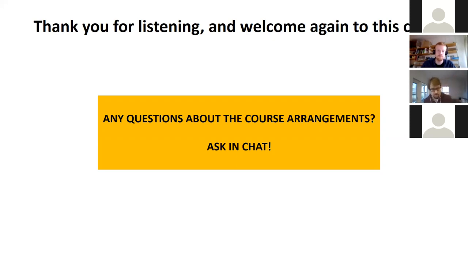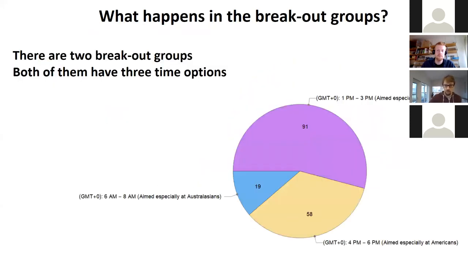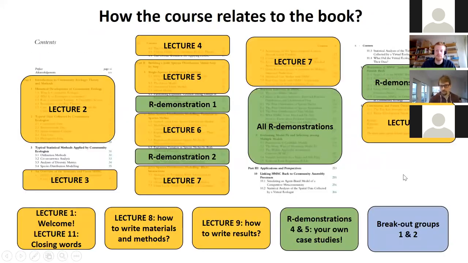Yes, and I'm seeing some questions in the chat. So are they okay, visible? Mirka, I see now at least some of the chat, so let me read from there and answer. So Eleanor Slappert is asking why the section on community assembly was skipped. You were referring to this section of the book, number 10, linking HMSC back to community assembly processes, that we were planning to skip.